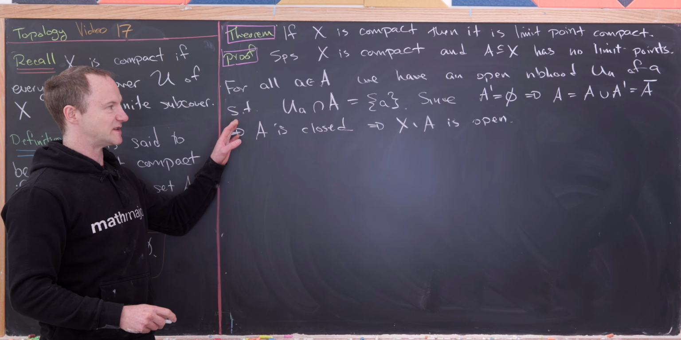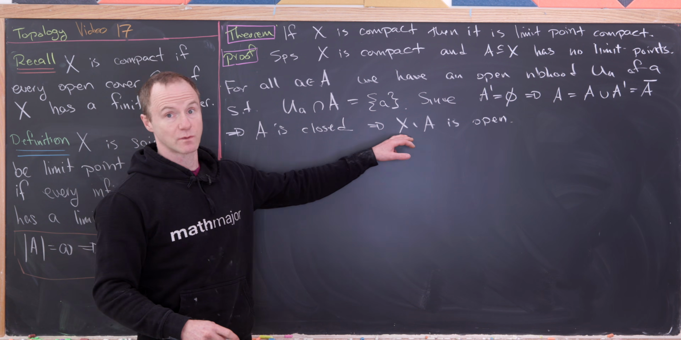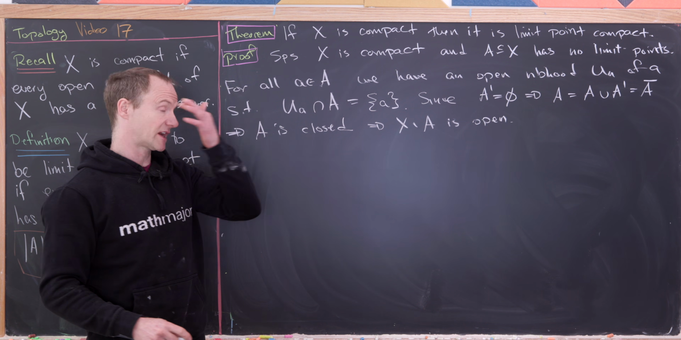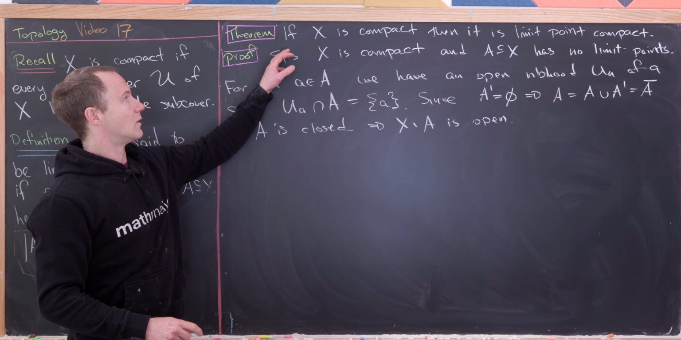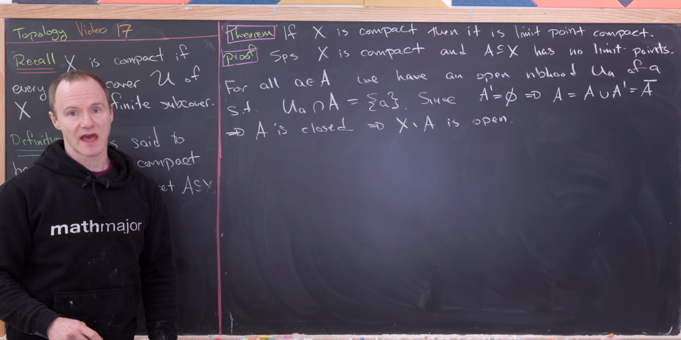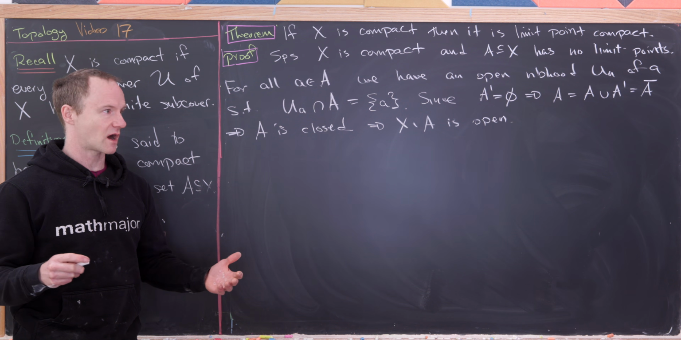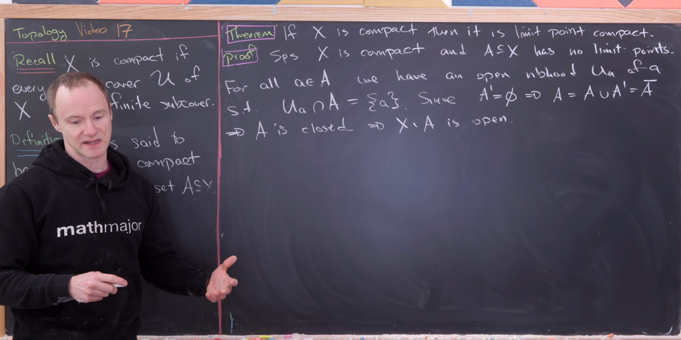But now what are we going to do? Well, we've got a bunch of open sets. This is one of the open sets, and then we've got a collection of open sets U sub a. And we have the compactness of X. So we probably want to use the compactness of X with these open sets.